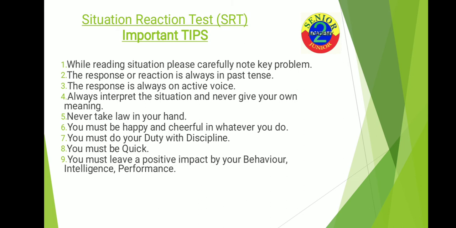Friends, the important tips now include that you have to be very happy and cheerful in whatever you do. As I told you, never take the law in your hand, so do your duty with discipline. You must be quick and you must leave a positive impact by your behavior, by your intelligence and your performance. This is important for SRT.